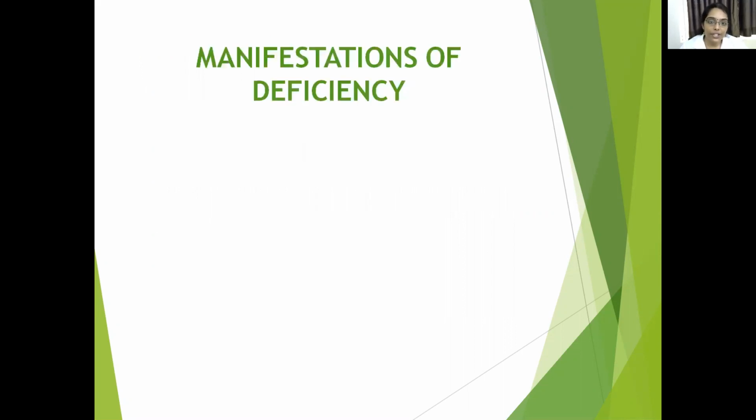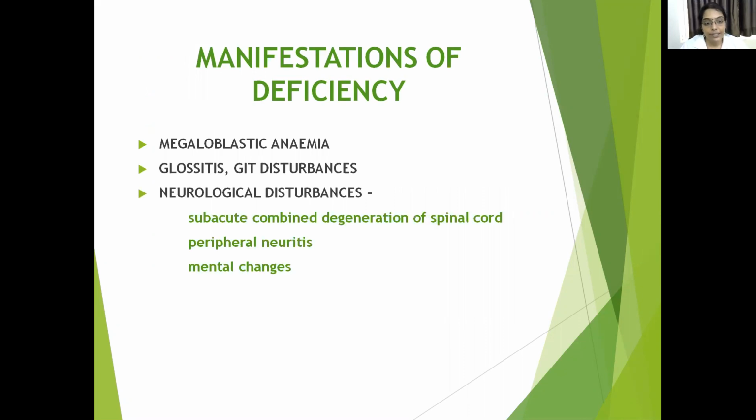What are the manifestations? Megaloblastic anemia, glossitis, GIT disturbances, then neurological disturbances like subacute combined degeneration of the spinal cord, peripheral neuritis, then we have mental changes. All these are the manifestations of vitamin B12 deficiency.